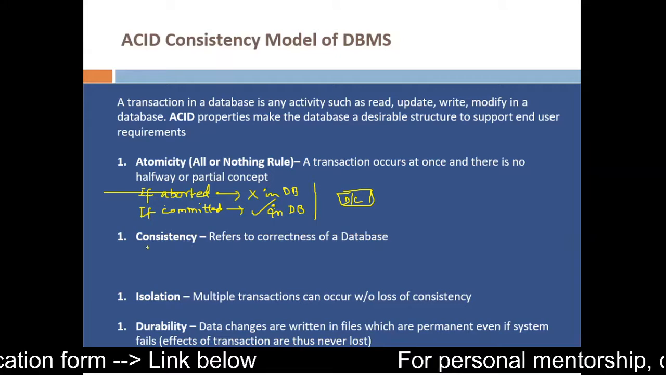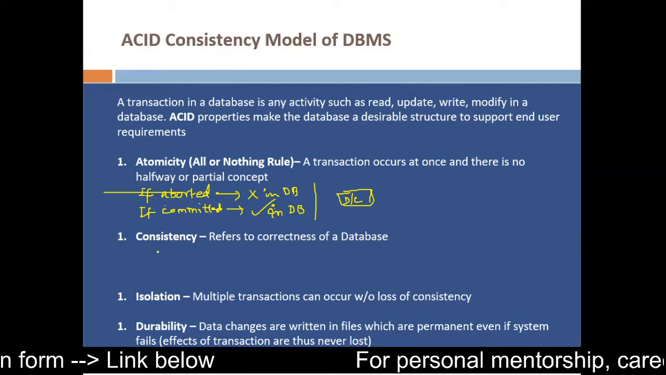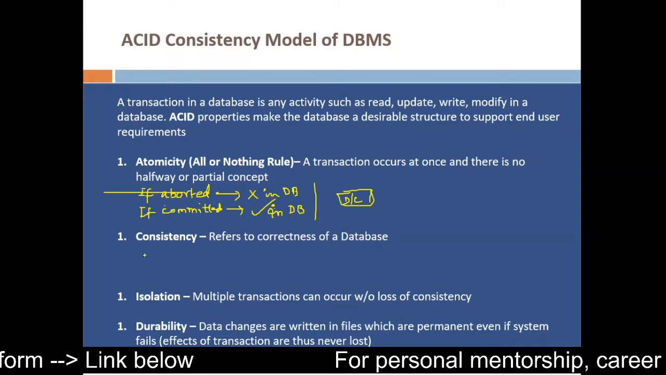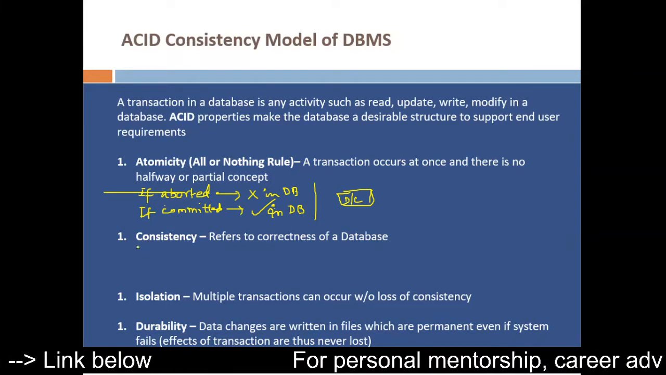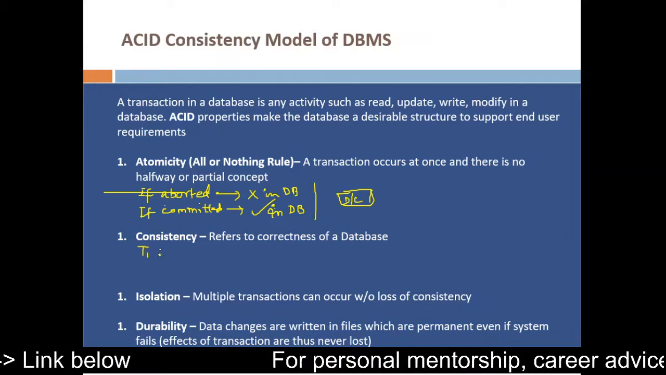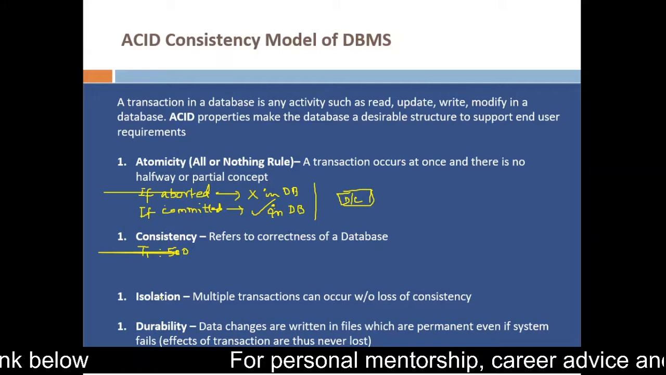The C for ACID stands for consistency, and this refers to the correctness of the database. Now, as an example, think of one particular transaction, the first transaction, where you are trying to sum up two numbers.